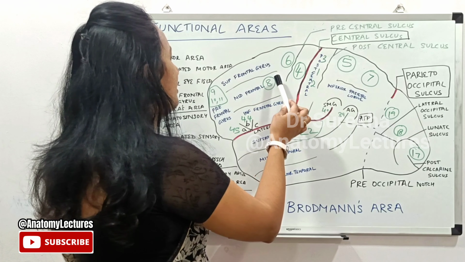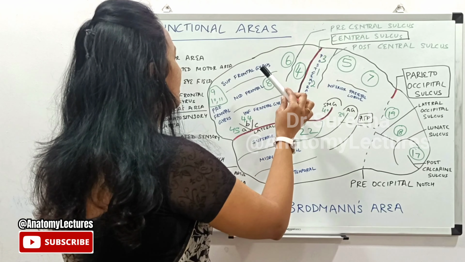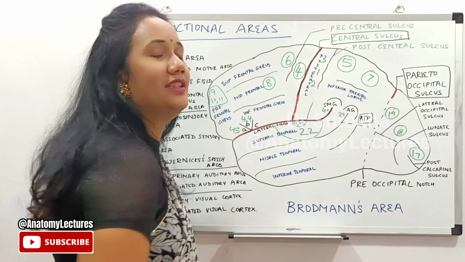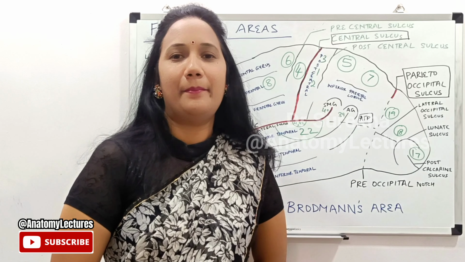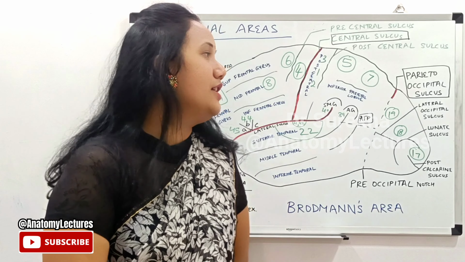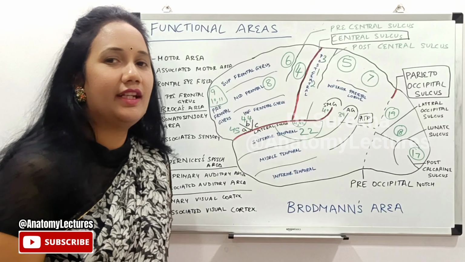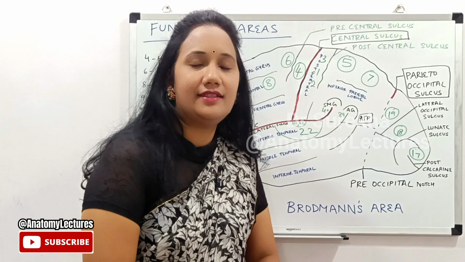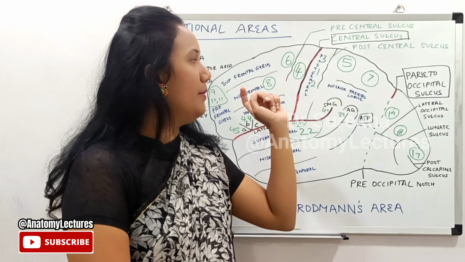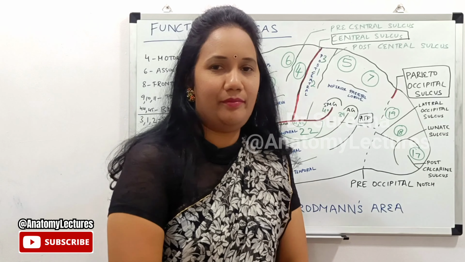Next, coming to the other area, that is area number 8. Area number 8 is present in the posterior part of the middle frontal gyrus. This is called the frontal eye field. It is responsible for the conjugate movements of the eye, and it is connected with the visual cortex by means of association fibers.